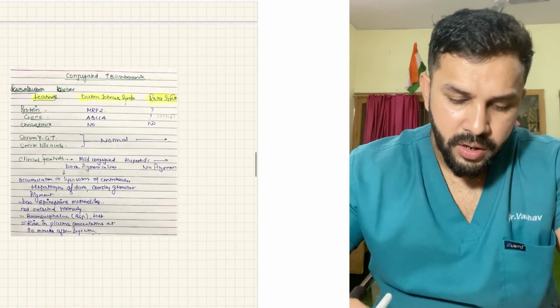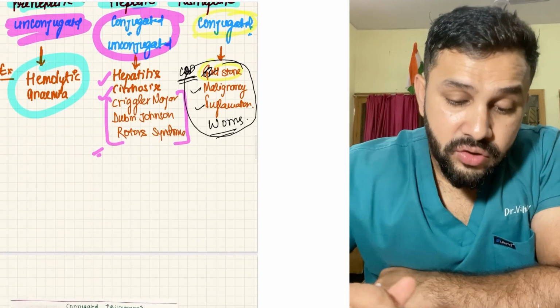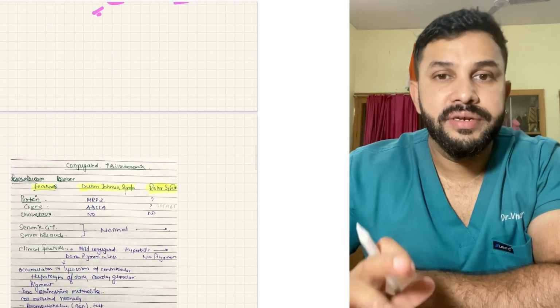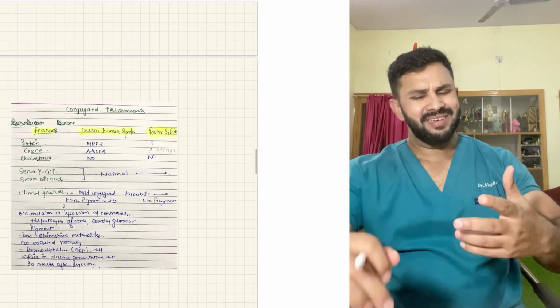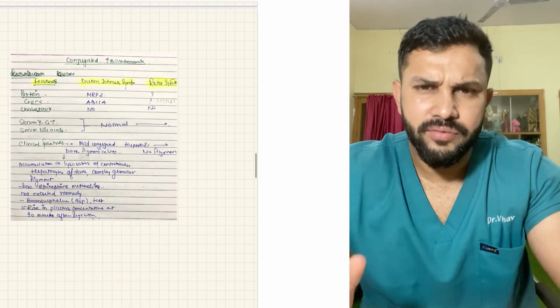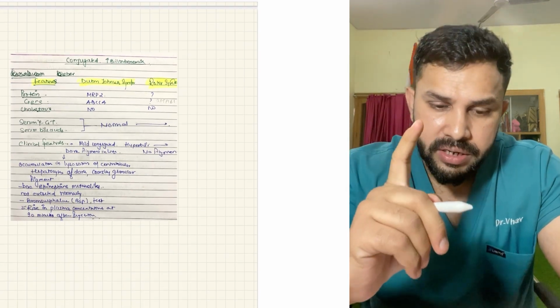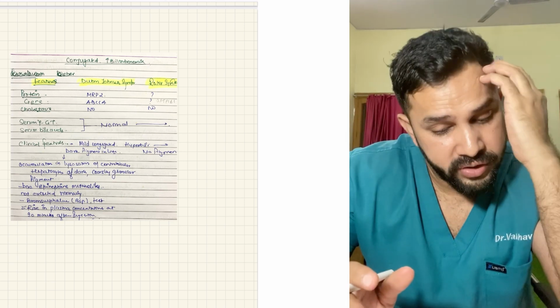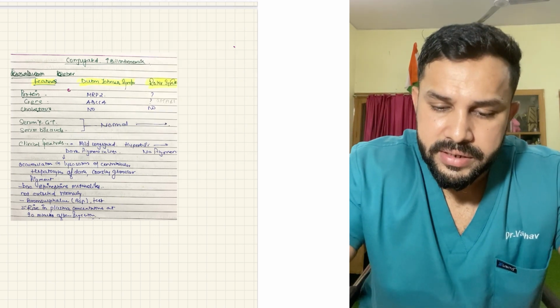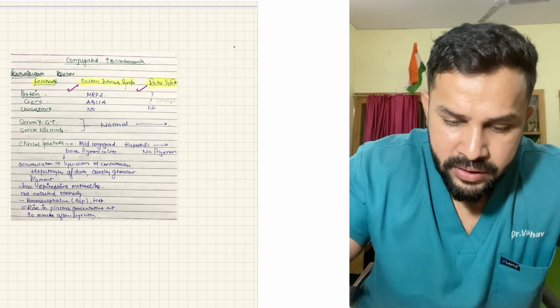Okay, done. So what we saw is that there is conjugated, and there are some diseases which will be asked in your exam, in your NEET or something. Just go through it, you have to remember. In conjugated, conjugation occurs in the hepatocyte, and the transport is by MRP2. So there are two entities called Dubin-Johnson and Rotor syndrome.